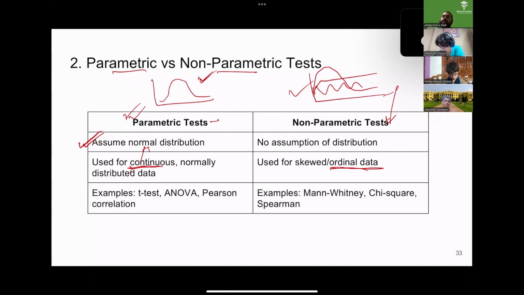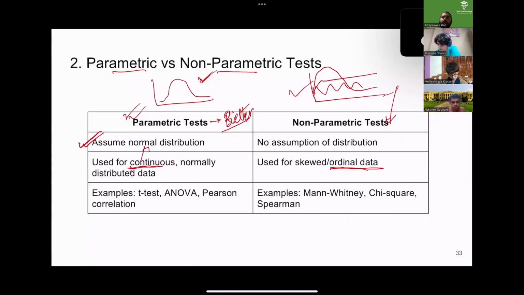The test rigor, or the test results, are always considered better for parametric test. If you are applying parametric test, that means there is normal distribution and the validity of the test is always higher than non-parametric test. All right.